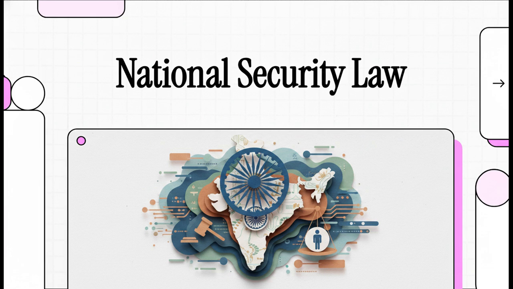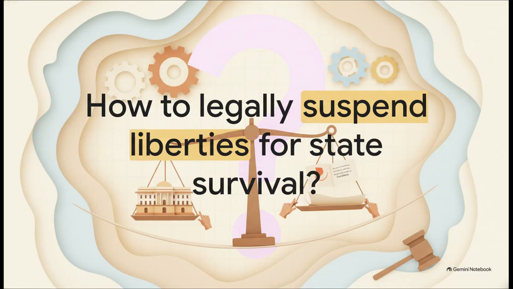Let's unpack this together. It's kind of the ultimate paradox, isn't it? How does a democracy legally suspend civil liberties to protect its own survival? That is the core tension we're going to explore today. It's this high-wire, super delicate balancing act between keeping the state secure and protecting fundamental human freedoms, and we're going to see exactly how the law tries to manage that.